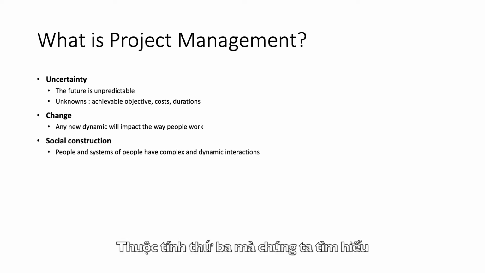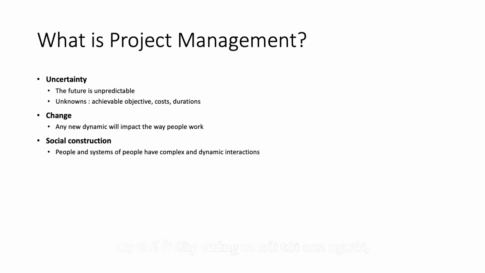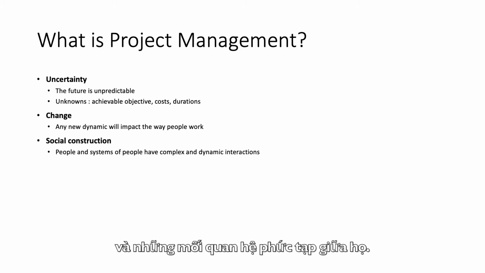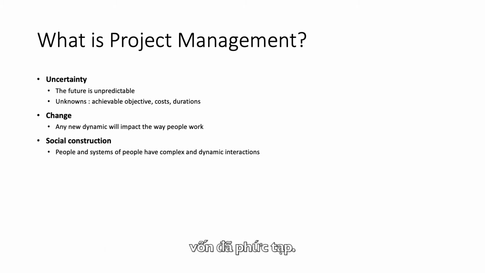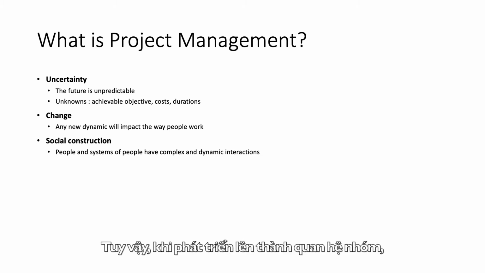The third attribute to consider for project management is social construction. In social construction, what we're talking about are people, groups of peoples, systems of peoples, and how they have complex interactions with each other. A simple one-on-one dynamic can be complicated in itself, but by the time you get to groups and large groups and groups within groups, the interactions become very dynamic and very complex.